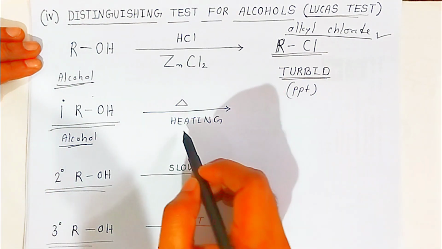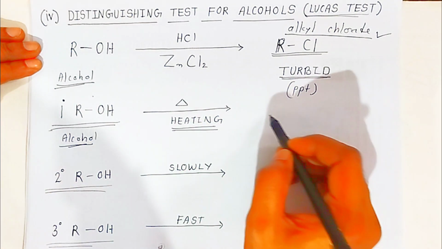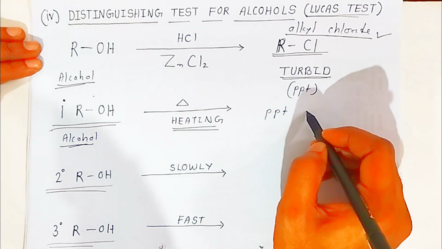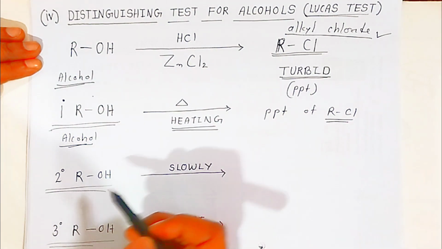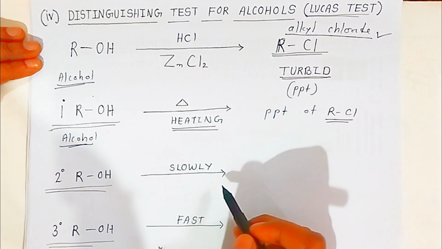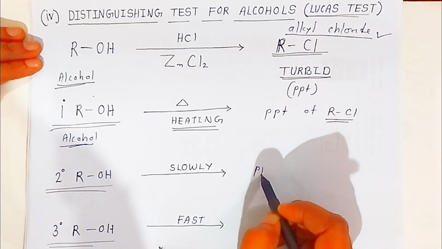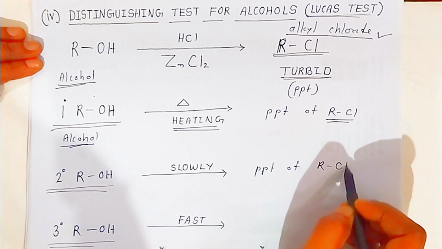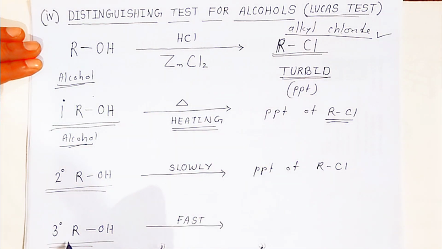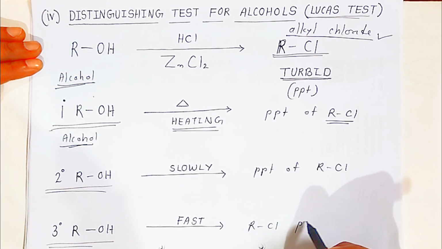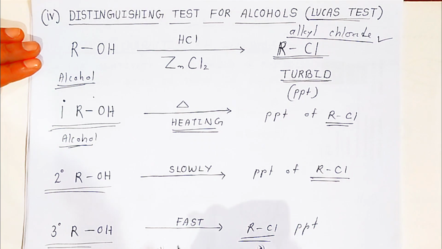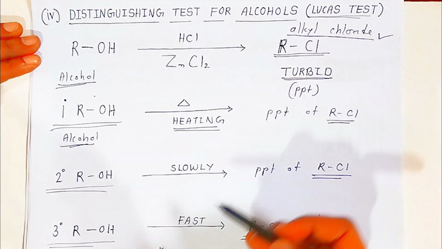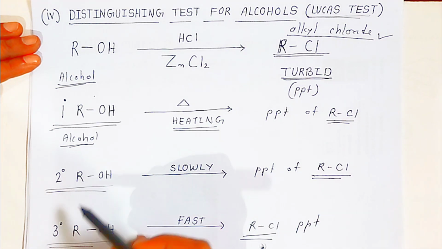If your alcohol is primary alcohol, students, heating is required. Then only you will get the precipitate of alkyl chloride. Understanding? Now if it is secondary alcohol, students, heating is not required. Slowly it will form the precipitate of alkyl chloride. Now students, if it is tertiary alcohol, it will form the alkyl chloride very fast. Okay, students. So from the reactivity of the formation of alkyl chloride only, you come to know whether it is primary, secondary, or tertiary.